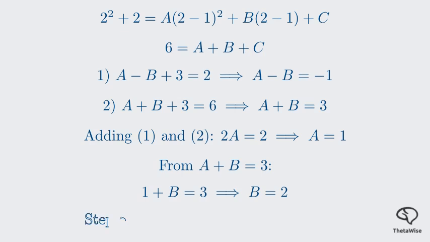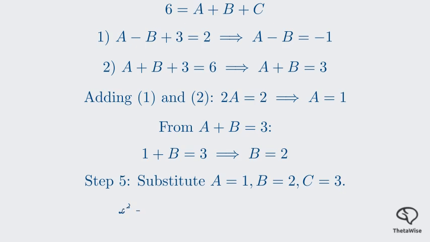2. Step 5. Substitute our constants. a equals 1, b equals 2, c equals 3. The decomposition is 1 over x minus 1 plus 2 over x minus 1 squared plus 3 over x minus 1 cubed.